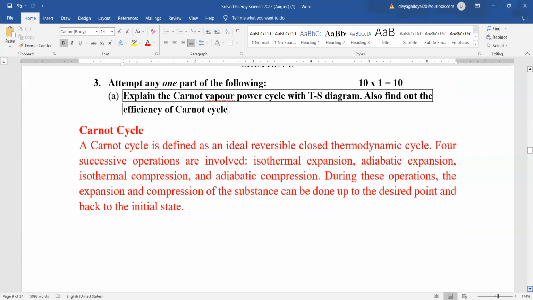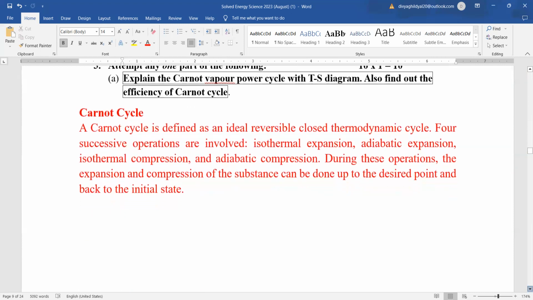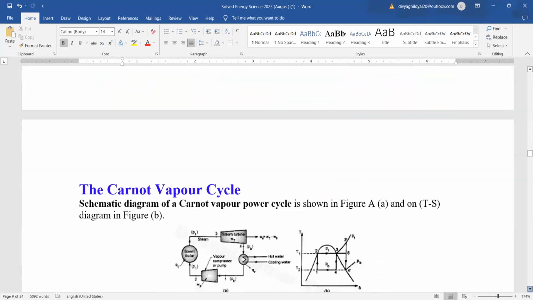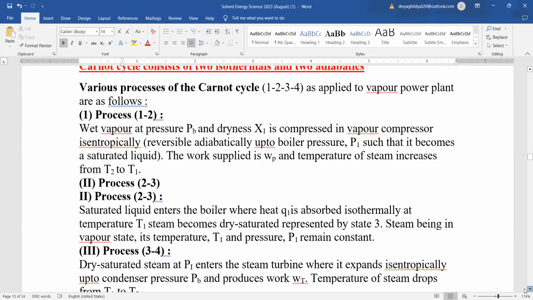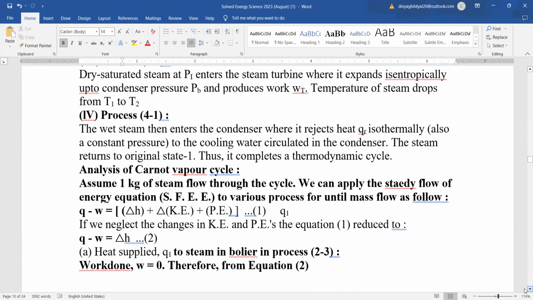Carnot vapor cycle, again, as I told you, paper is very easy. Carnot vapor cycle is one of the most efficient cycles we have. It consists of two isothermals and two adiabatics. You can see my first lecture here where I have explained the Carnot cycle in detail, the processes 1 to 2, then 2 to 3, 3 to 4, and back 4 to 1, and how this is one of the most efficient vapor cycles.